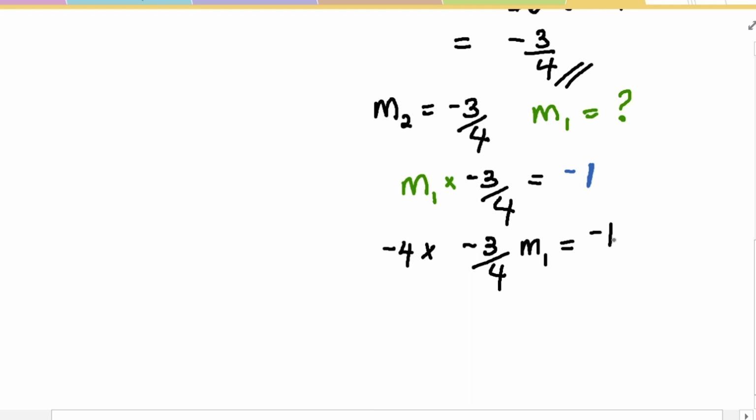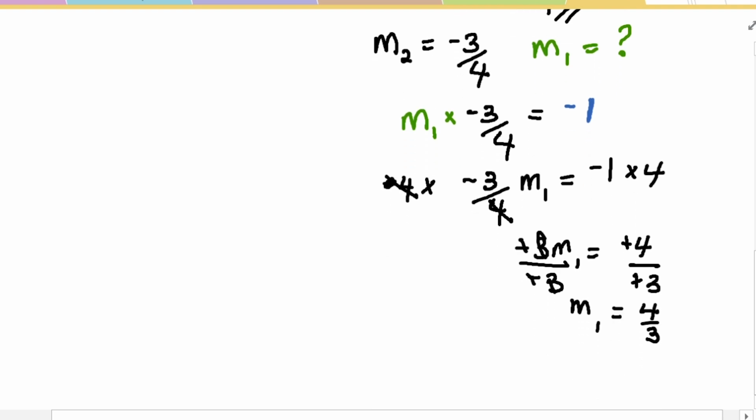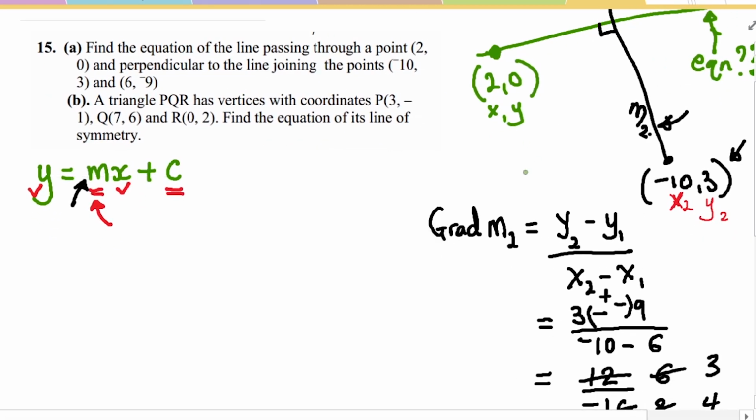Multiply both sides by 4. So this goes with that. You remain with -3 M1 gives us -4. Divide both sides by -3. This goes with that, this and that. M1 is equal to, the negatives cancel, it becomes 4 over 3. So it means that the gradient of the other line is 4 over 3. So it means that up here, when we come back here, the gradient of the green line, which we are calling M1, is 4 over 3.